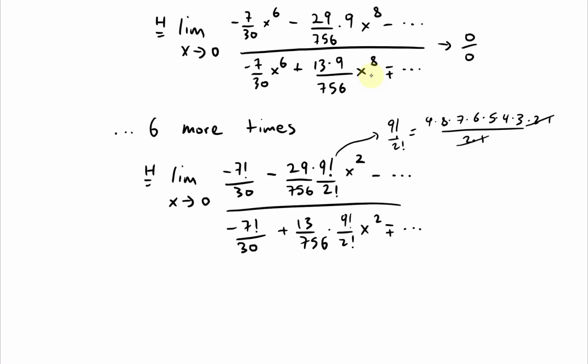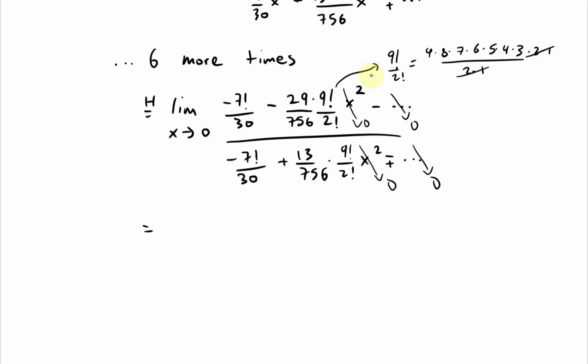And then when you plug in the 0, this goes to 0. Everything else goes to 0. So all we're left with is this over there. This equals negative 7 factorial over 30, divided by, I'll put this a bit neater, let's put it over here at the bottom, 7 factorial over 30. And in fact, when you calculate this out, this equals negative 168 over 168.